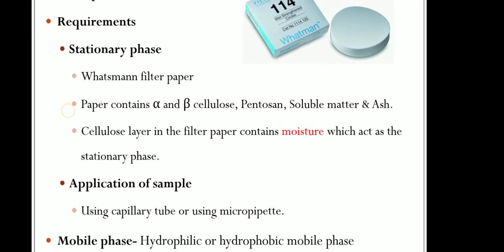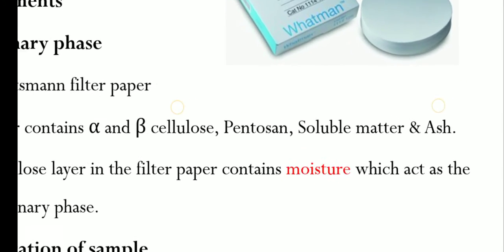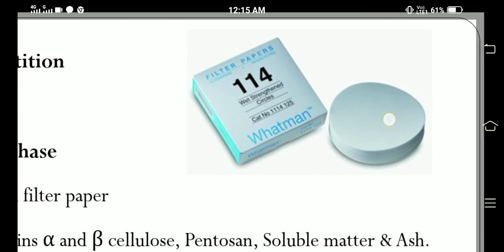First one is stationary phase. Whatman filter papers are widely used for carrying out this paper chromatography technique. This Whatman filter paper contains alpha and beta cellulose, pentose, soluble matter and ash. This is like our filter paper.